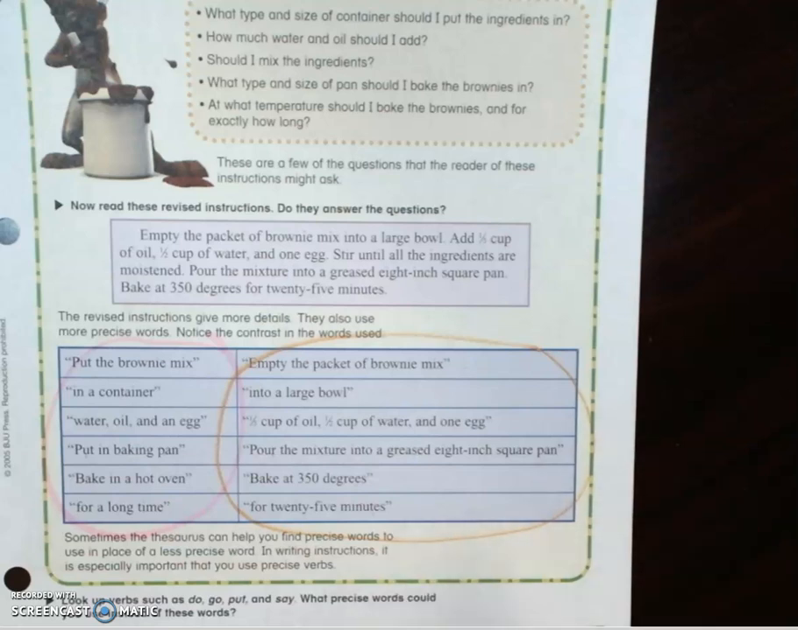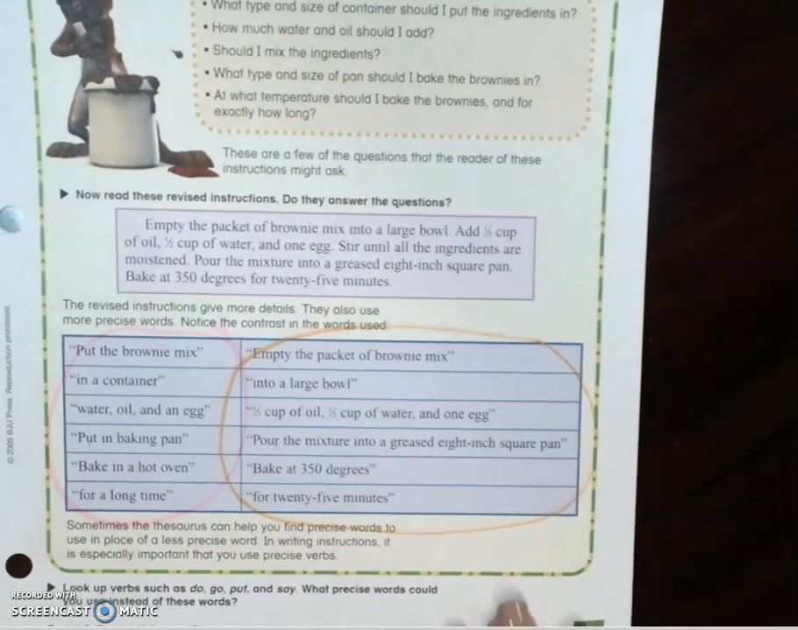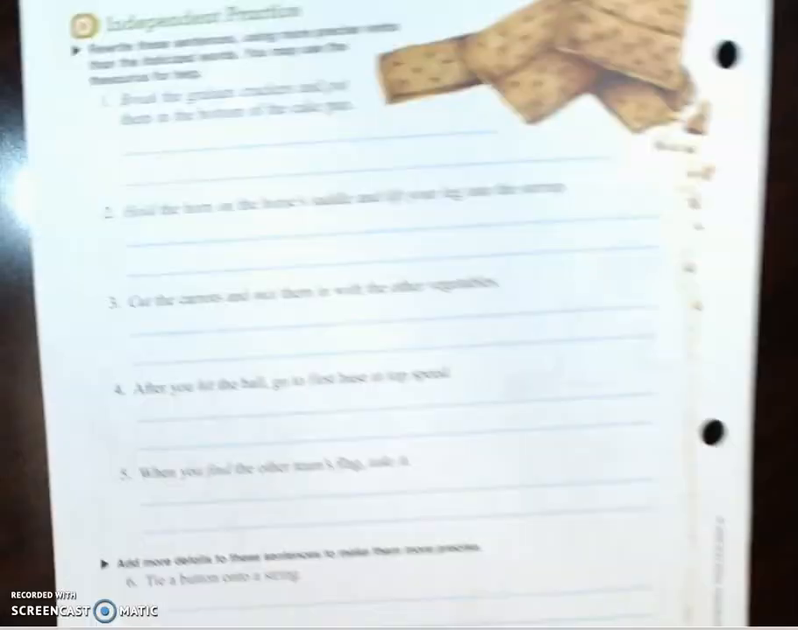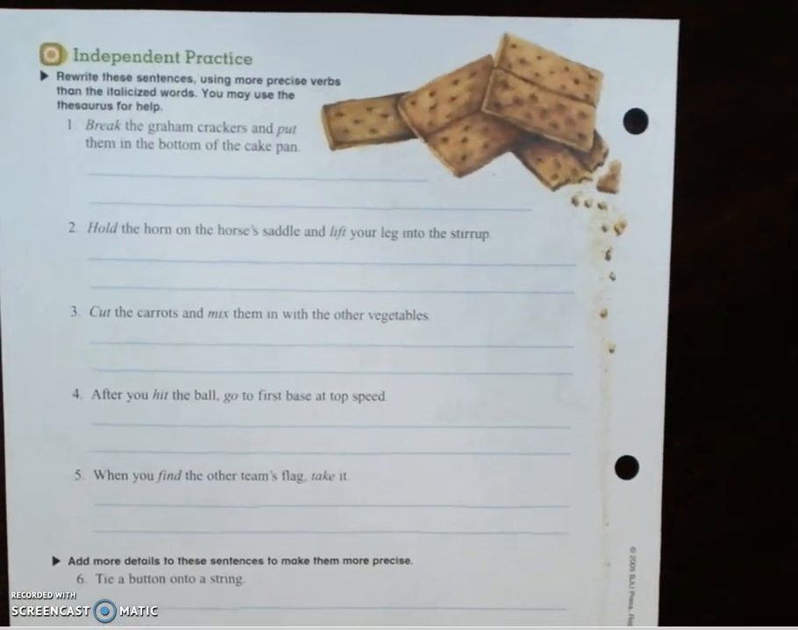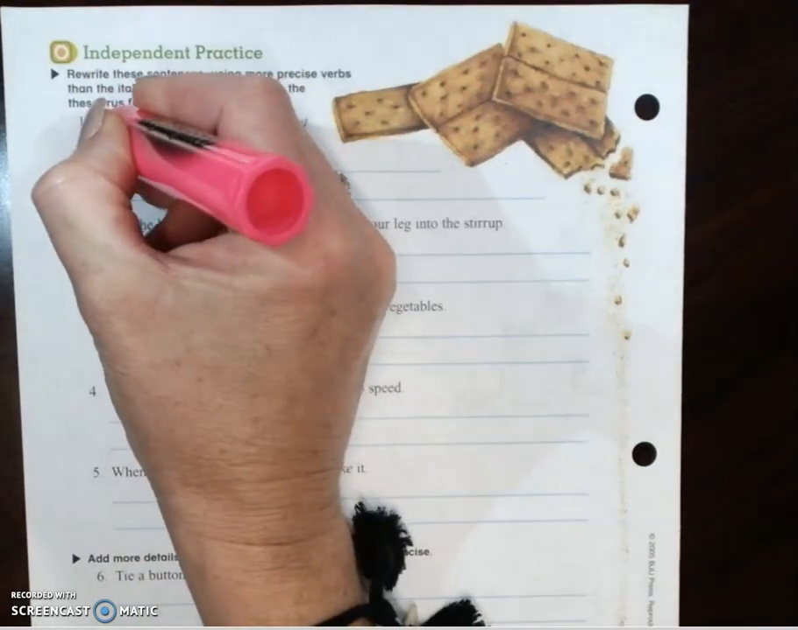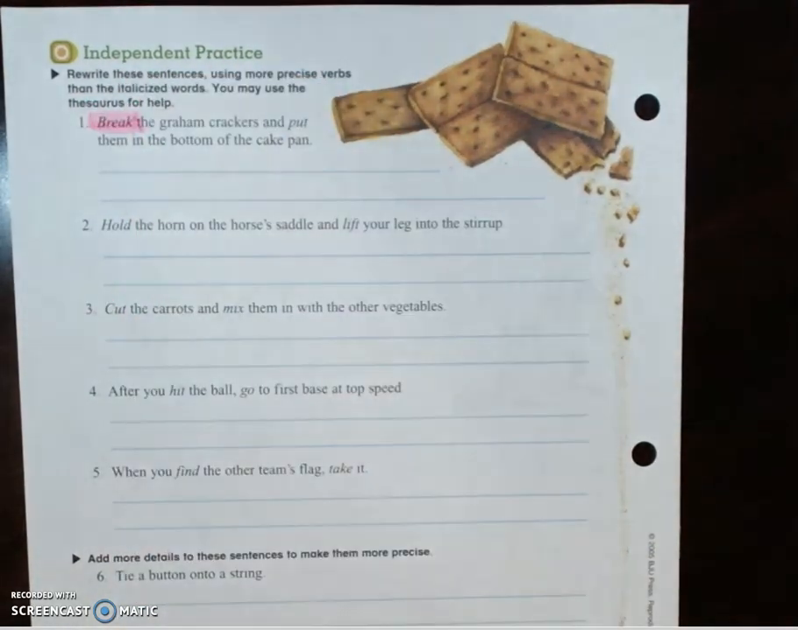Okay, so that's something that you can do on your own, but we're going to flip the paper over. In this independent practice page on page 254, you're going to rewrite these sentences using more precise words. Let's go back, using more precise verbs. And what is a verb? It shows action. So right here where it says break, you're going to use a more precise word.